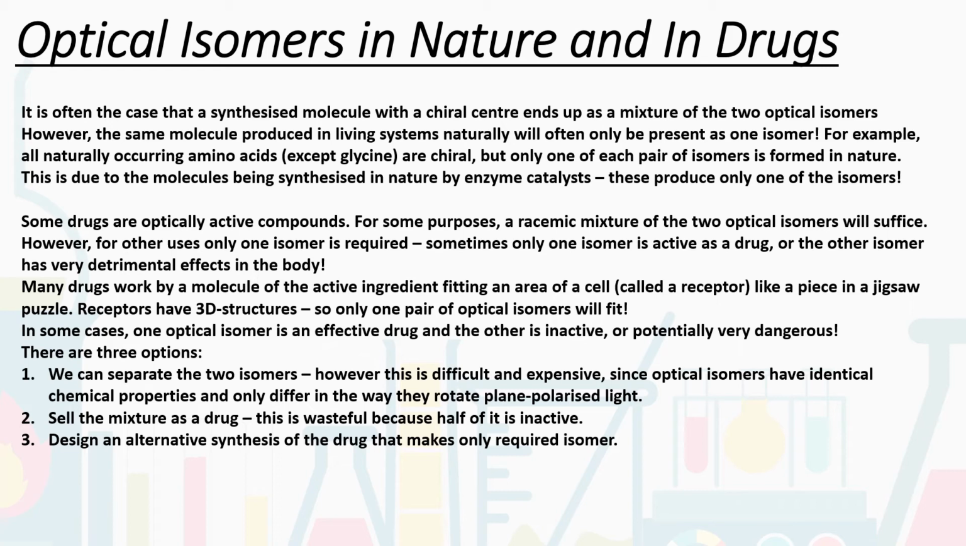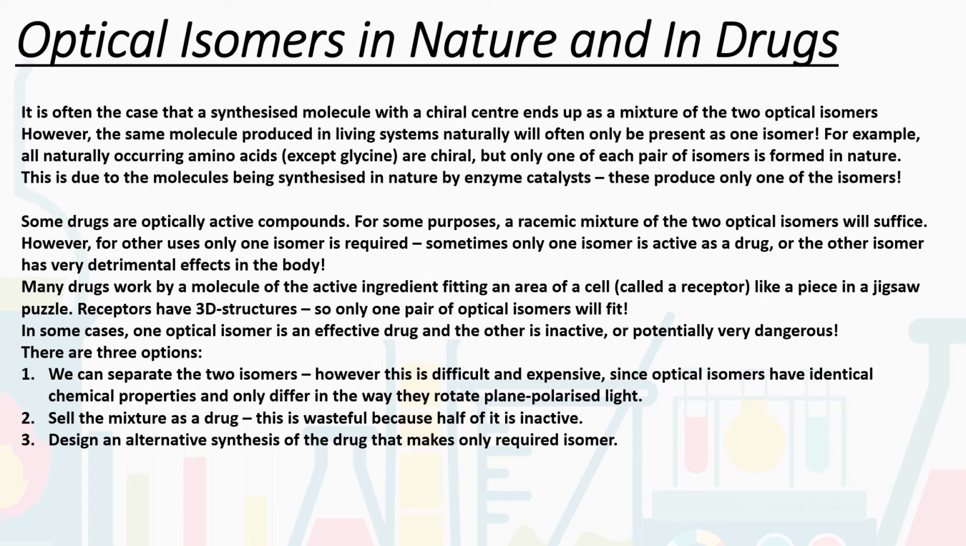Only one enantiomer is able to fit. And so in some cases, one optical isomer is effective as a drug, the other is inactive, or sometimes the other is potentially very dangerous. And so there are a couple of options we can take. We can try to separate the two isomers, but this is very difficult and very expensive.